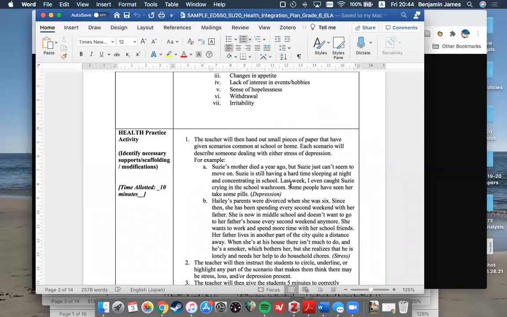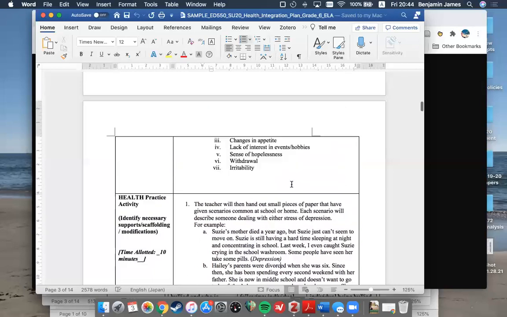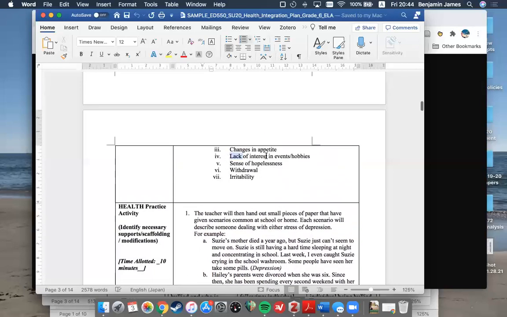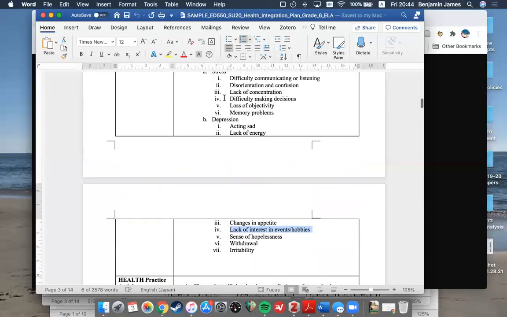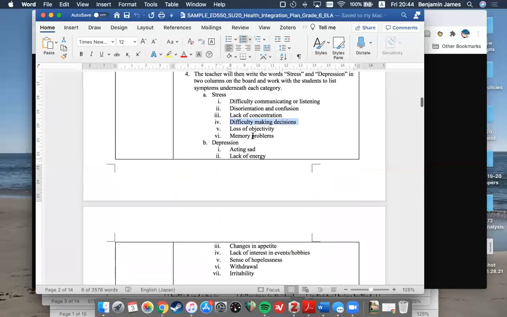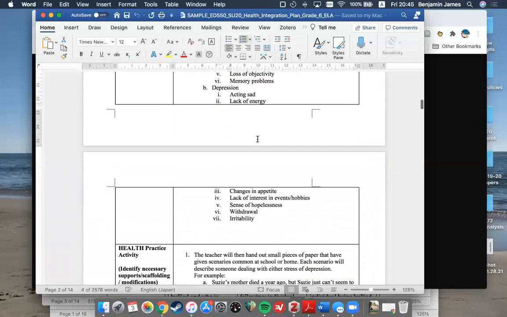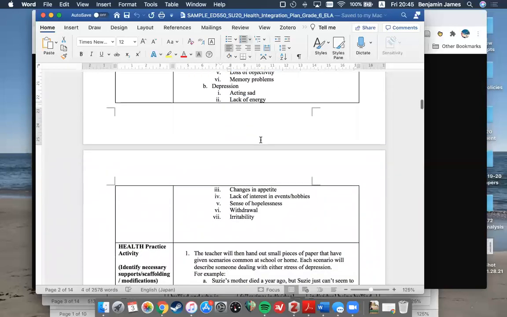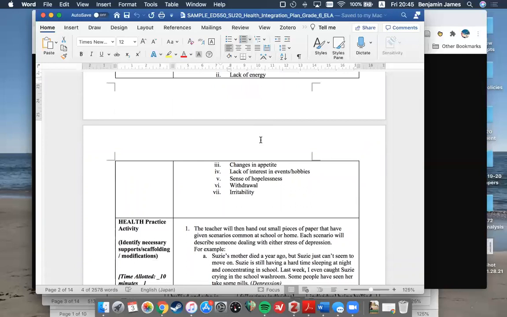And what's great is if everyone was doing the same story or a couple of stories, then you get a nice debate of people explaining, say, well, I think this is depression because there's a lack of interest in events and hobbies. But yeah, that's true. But they have difficulty making decisions. So maybe it's stress, and you really get them debating and engaging in a really productive conversation and discussion that you can help facilitate.